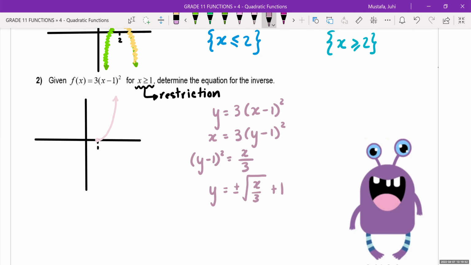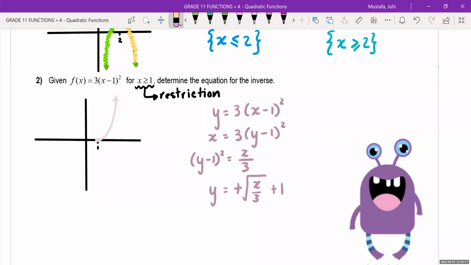However, because the restriction is telling me to only look at the right side of my original, that means when I draw my inverse, I'm only looking at the upper branch. So you only have to include the positive side, not the negative side. In fact, if you did include the negative, it's a big mistake. You would get a whole mark off because you don't understand what the question is asking. So the sign really does matter.